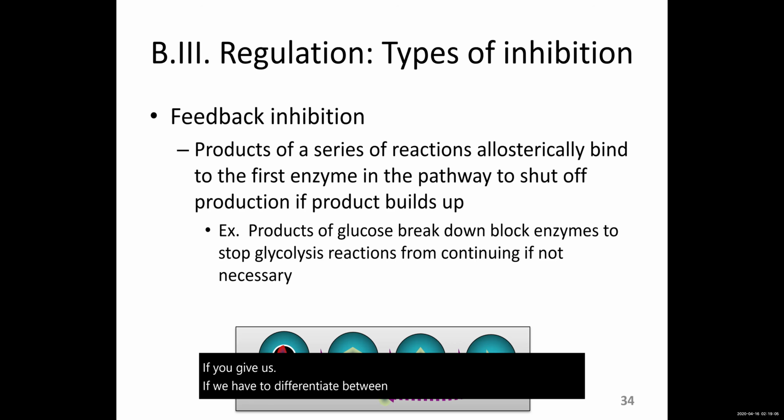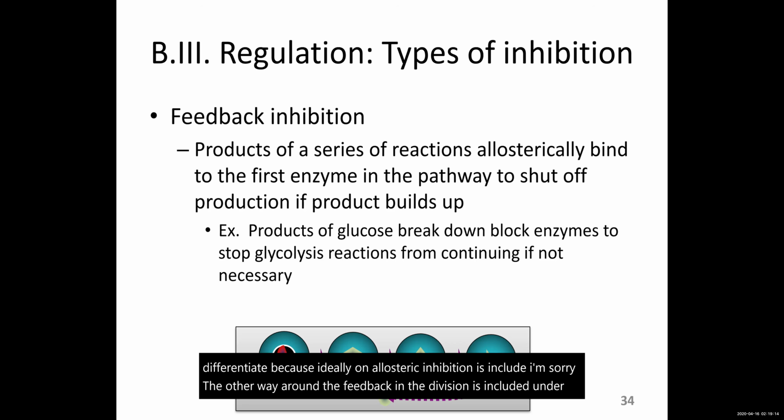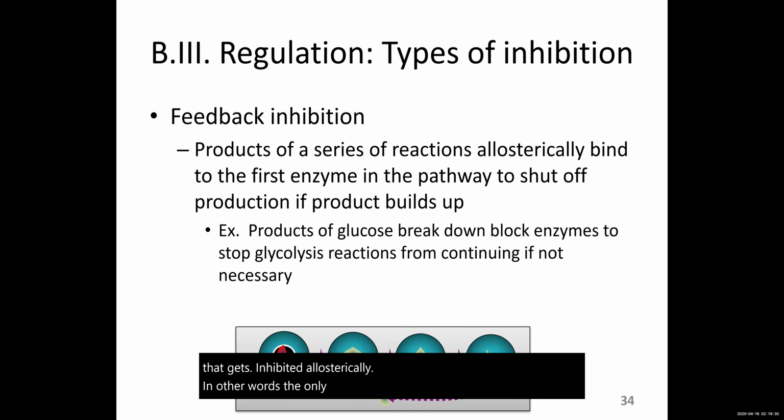Technically, you don't have to differentiate because ideally, an allosteric inhibition is included, the other way around, the feedback inhibition is included under allostery. So it is both. This is just a different effect in which when you have a chain of events, the final one comes and inhibits allosterically, whereas the previous example that I gave you, it's the same one step that gets inhibited allosterically. In other words, the only difference between the first one and the second one that I just showed you is that this one has a series of steps involved. That's the only difference. Does that make sense, Chelsea?